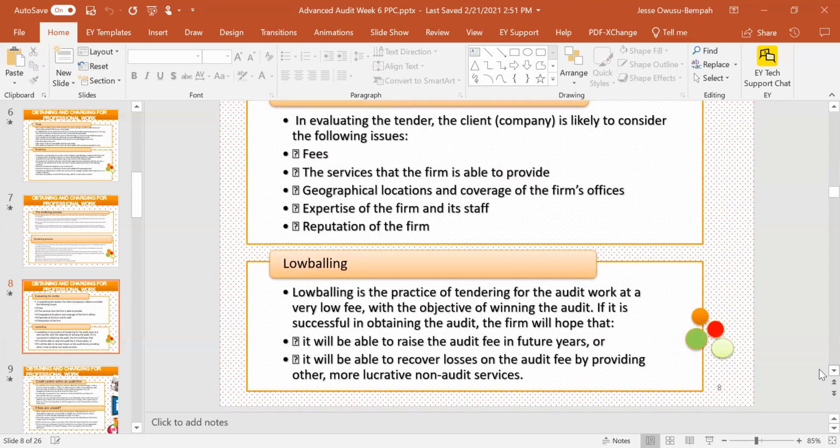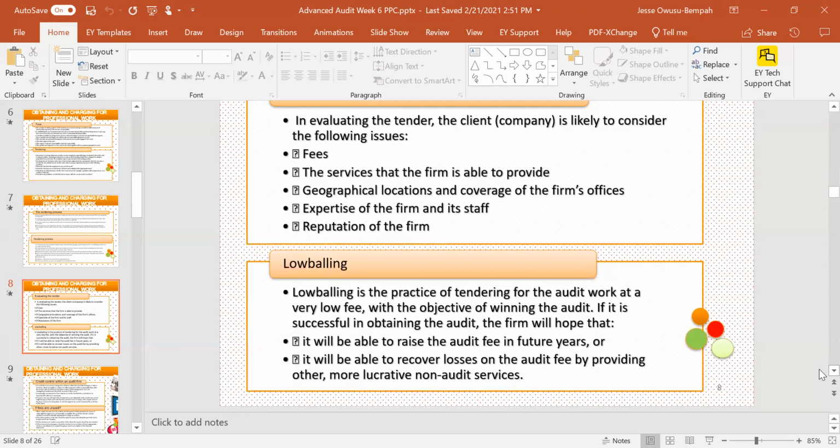Now, in this whole tendering thing, there's a practice that is called lowballing. Lowballing is the practice of tendering for audit work at a very low fee with the objective of winning the audit. So audit firms go in low, they price their services low with the aim of just winning the audit. After they win the audit, they raise the audit fee in future years, or they are able to provide other non-audit services to cover up for their losses. It's very important. So that's what we call lowballing.